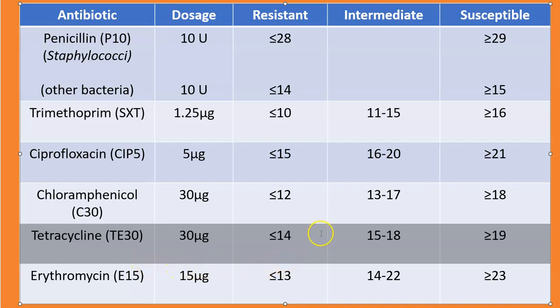Let's say that that zone of inhibition though was 10. Well, if it was only 10, that is less than 14. So that would tell us that that bacteria is resistant to tetracycline. So tetracycline would not be an effective antibiotic to be prescribed. Let's say it was 17. Well, if it was 17, that would put us here in the intermediate range.